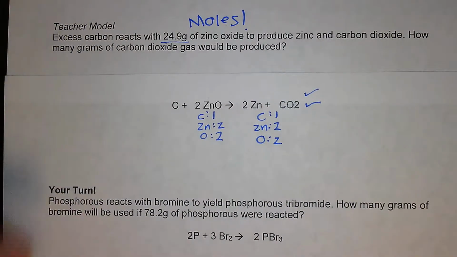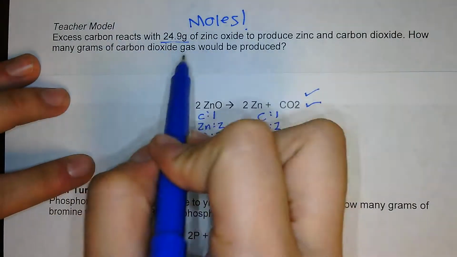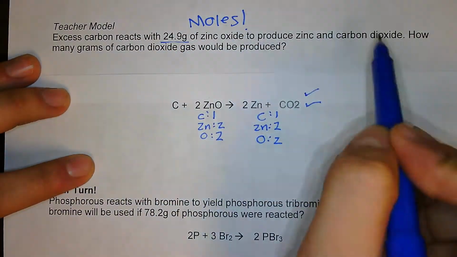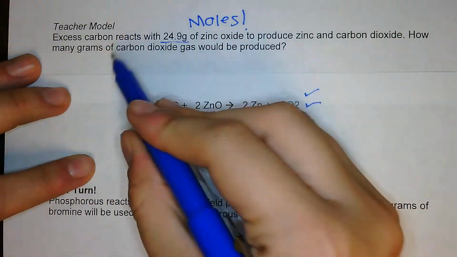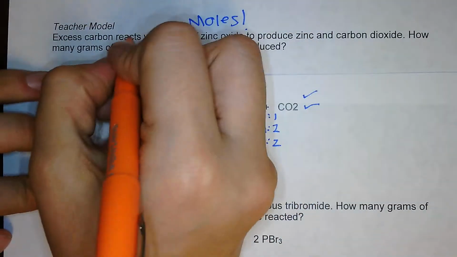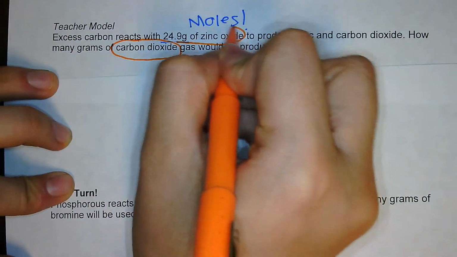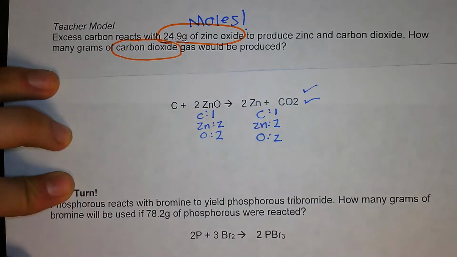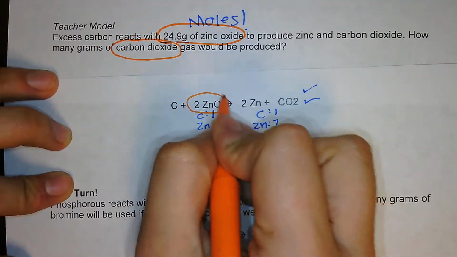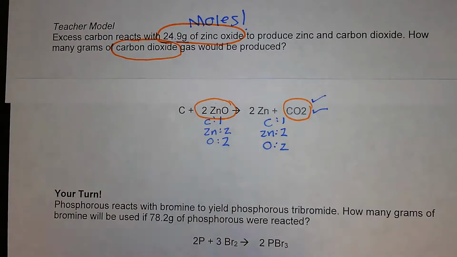Now I have to see what they want me to compare. So, excess carbon reacts with this amount of zinc oxide to produce zinc and carbon dioxide. How many grams of carbon dioxide? Okay, so they want me to compare carbon dioxide, and they gave me something about zinc oxide. So they want me to compare zinc oxide to carbon dioxide. I have to find a ratio.